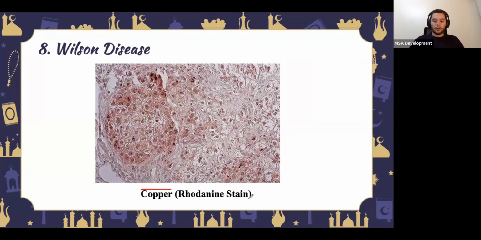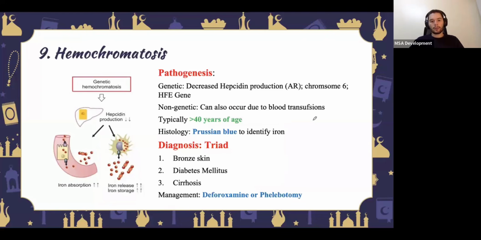Over here is another method of diagnosis through biopsy, and you can use something called a rhodamine stain. You can see this red region over here. All of those are copper accumulations inside hepatocytes. Okay? Now, similarly to Wilson disease, we have something called hemochromatosis.